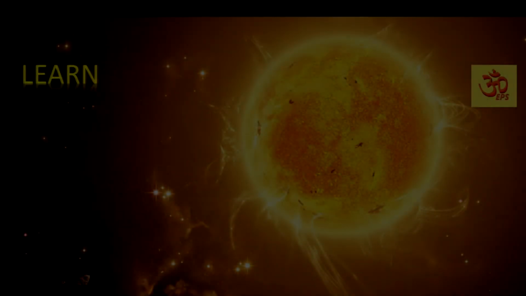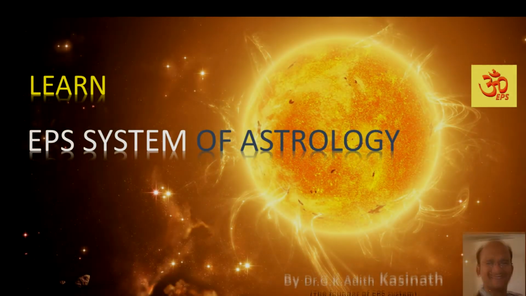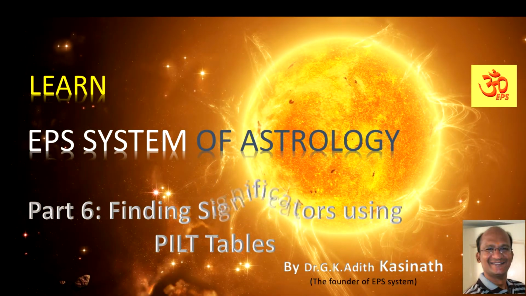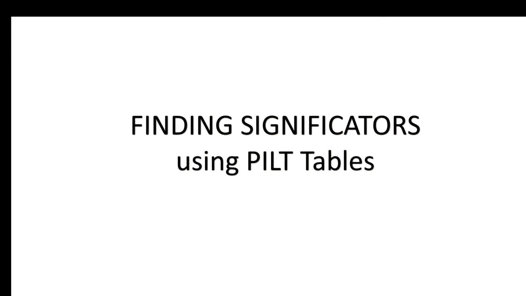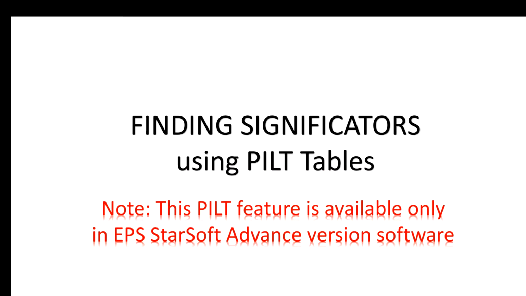Welcome back to Learn EPS System of Astrology videos, part number 6, Finding Significators using PILT tables. Finding significators using PILT tables is available only in EPS StarSoft Advanced version software. This PILT feature is an exclusive feature available in the advanced version only, not in the classic version. This is for your kind notice.